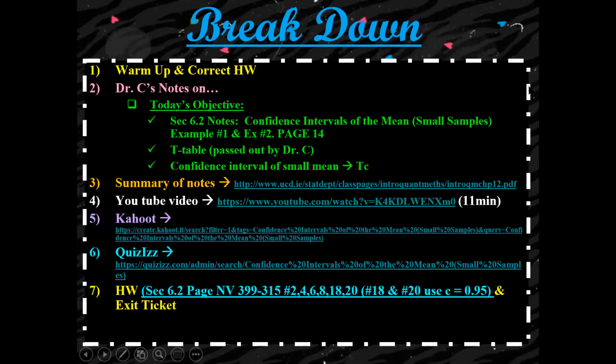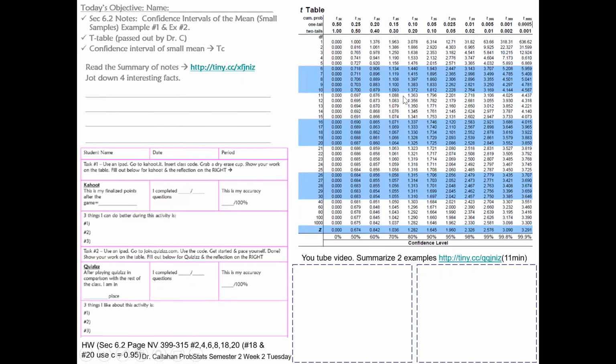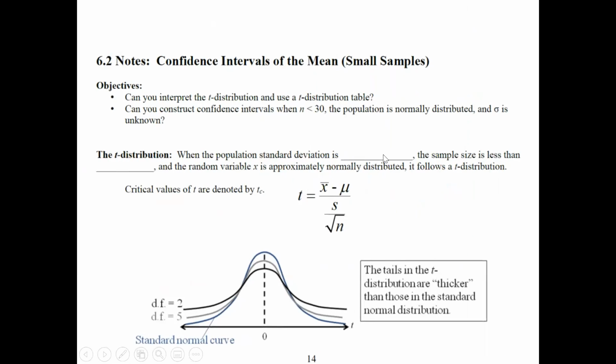This is a breakdown for today. We're going to talk about confidence interval of the means using a t-table, confidence interval of the small mean, which is TC. And then, of course, your homework tonight is going to be for week 2 Tuesday. So go to the Google Doc link and scroll down to week 2 Tuesday. You'll see the textbook there. Make sure you guys have access to this page right here. And let's go ahead and get started.